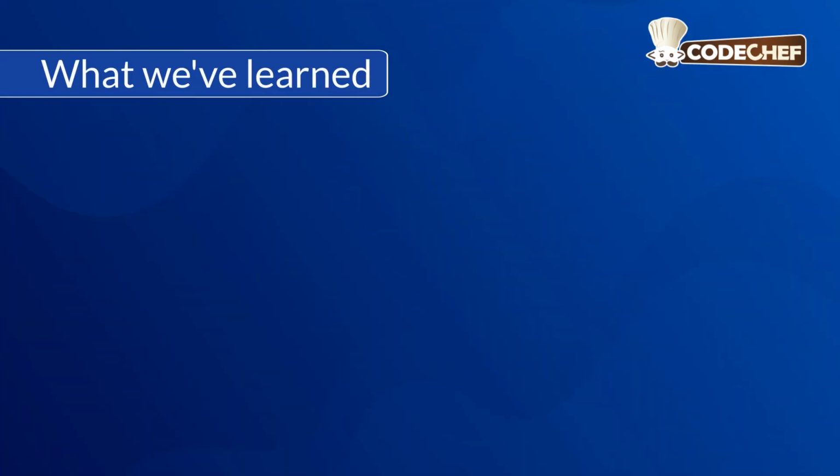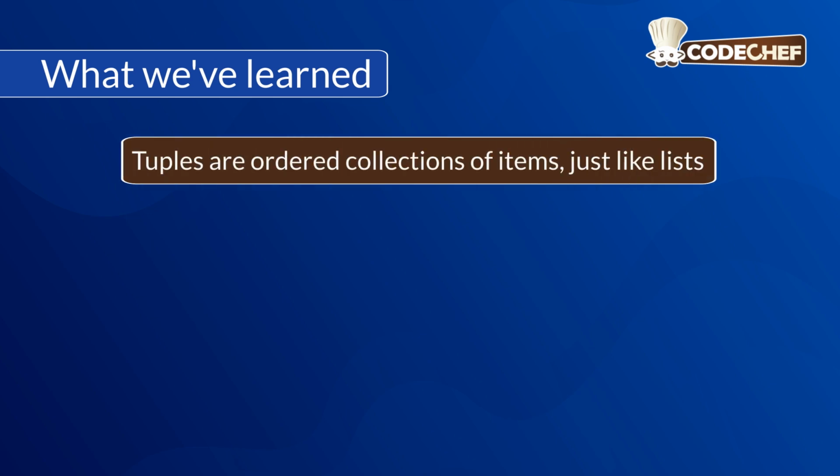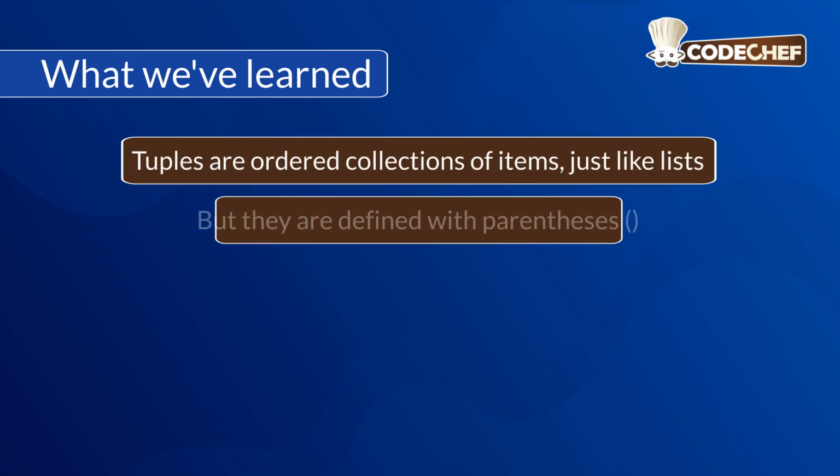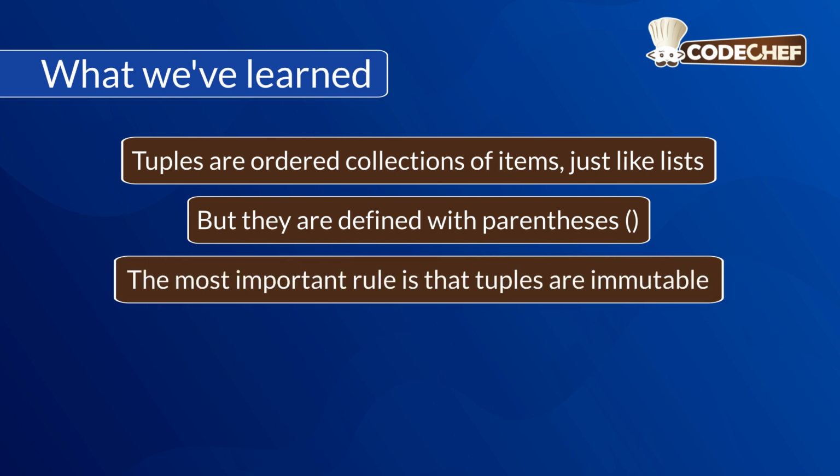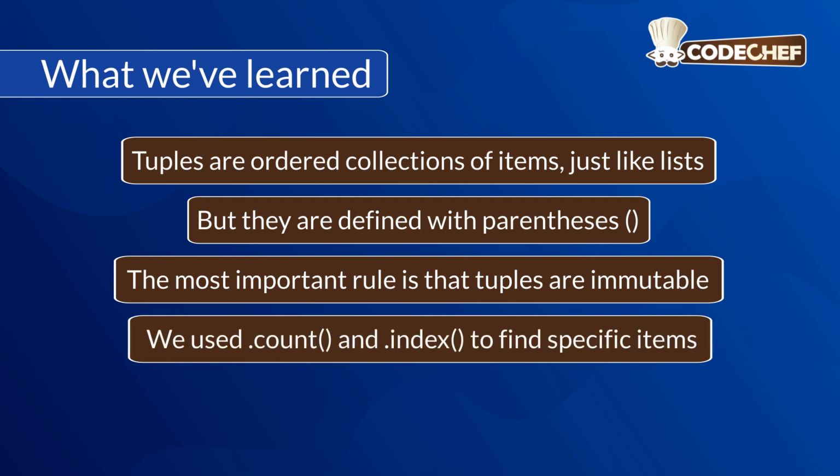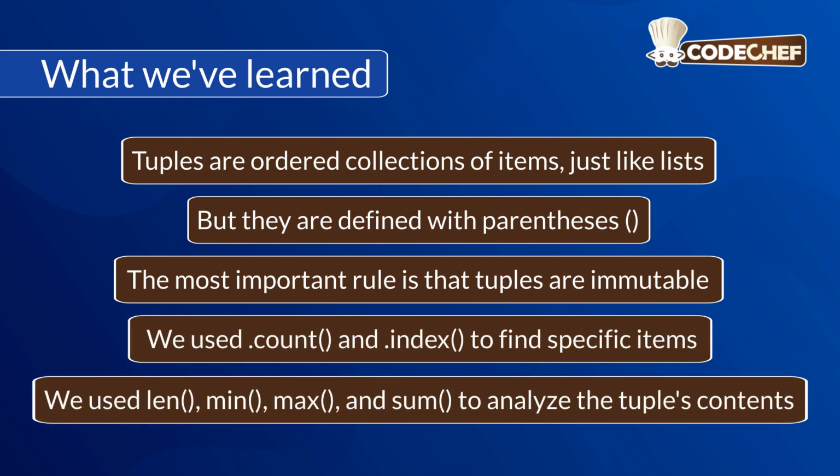Let's quickly recap what we've learned. Tuples are ordered collections of items, just like lists, but they are defined with parentheses. The most important rule is that tuples are immutable. You can't change them once they are created. We use .count and .index to find specific items. We used len, min, max, and sum to analyze the tuple's contents.